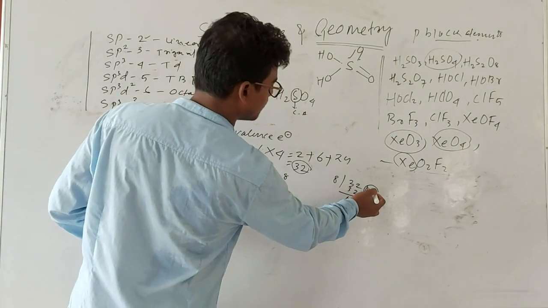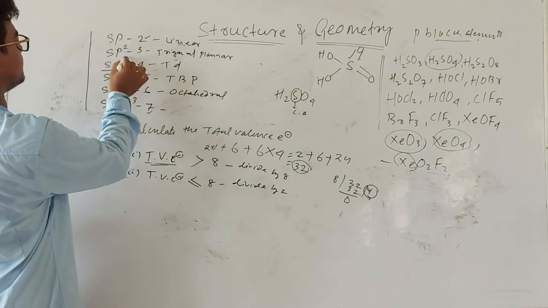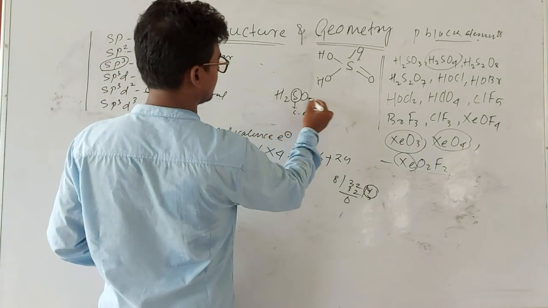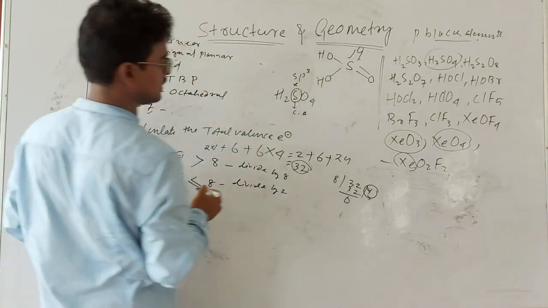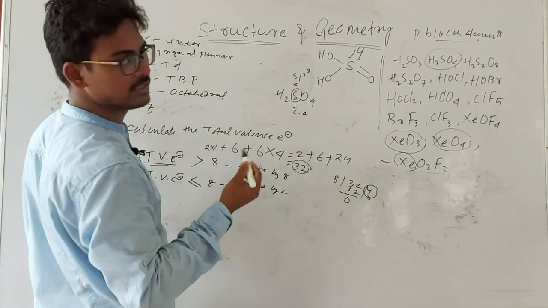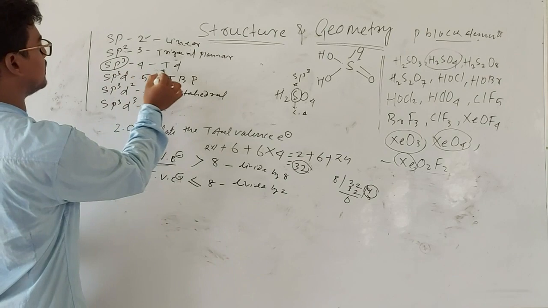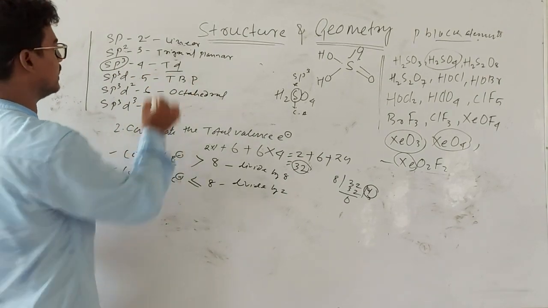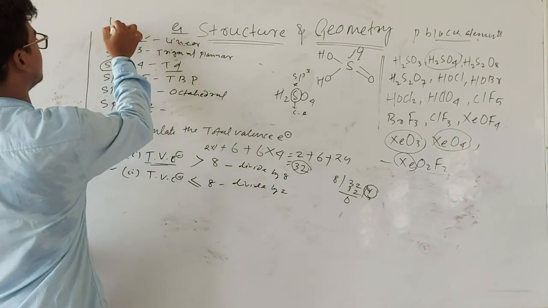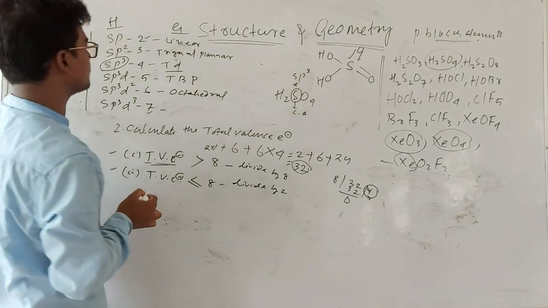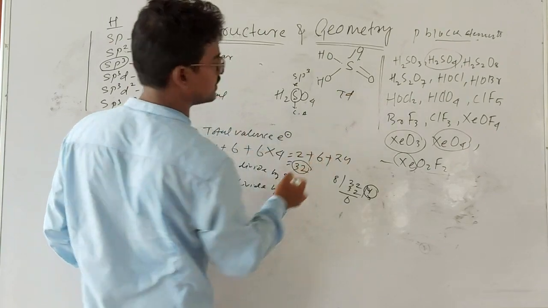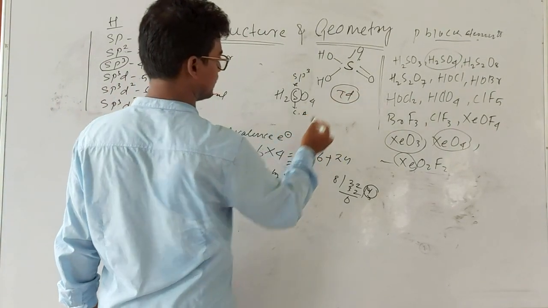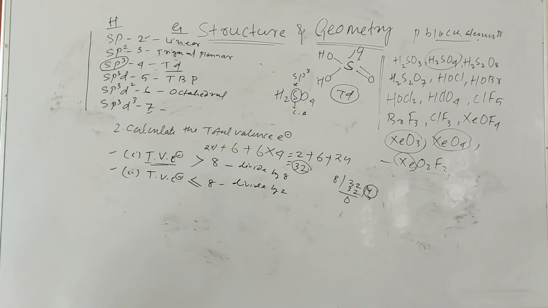So here 4 came, and 4 belongs to sp3 hybridization. Therefore in H2SO4 the hybridization of sulfur is sp3. Then what is the geometry? sp3 belongs to tetrahedral geometry. This is the geometry and this is the hybridization. So sp3 belongs to tetrahedral geometry, and the structure is tetrahedral. This will be the structure of H2SO4.